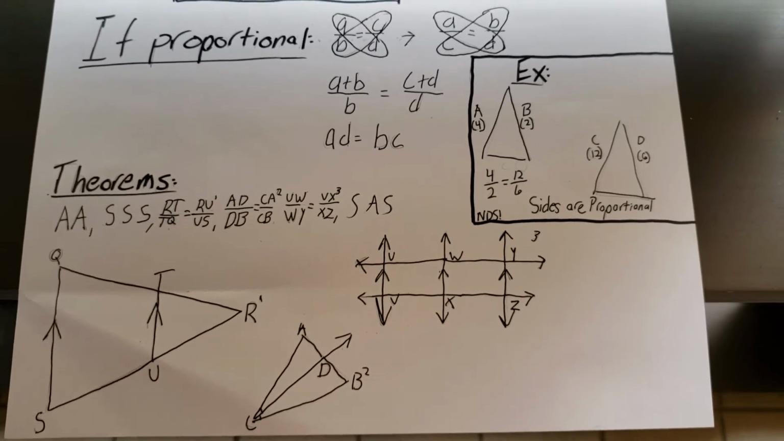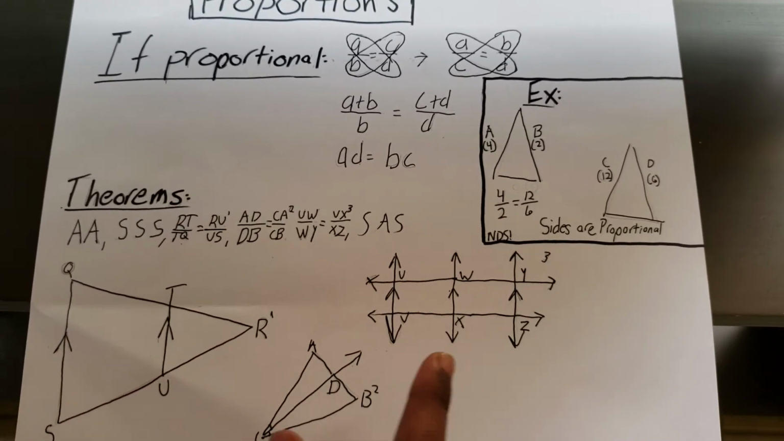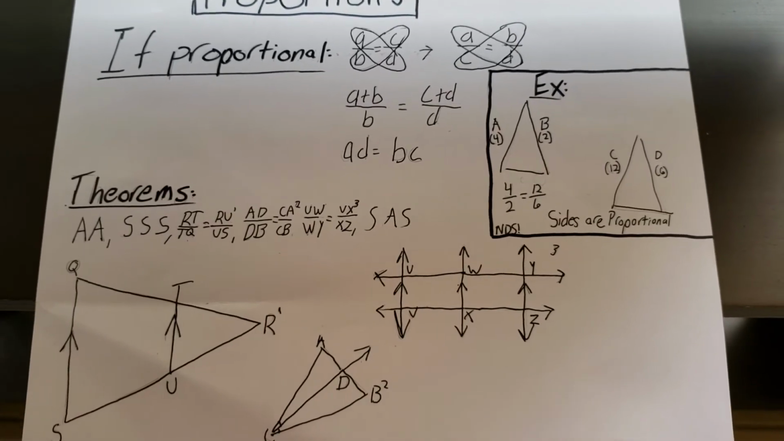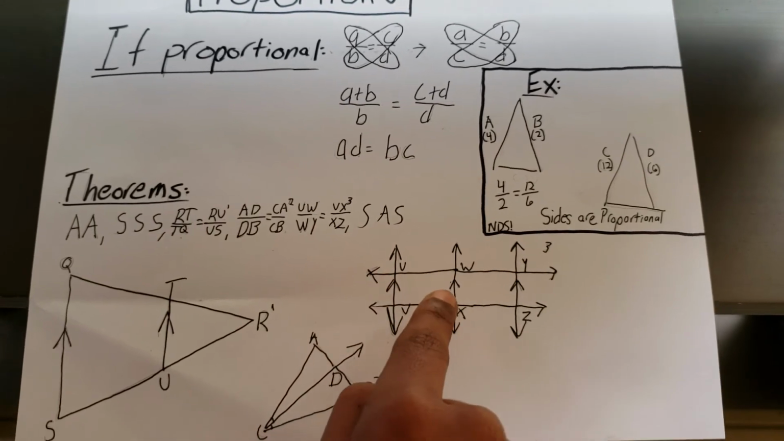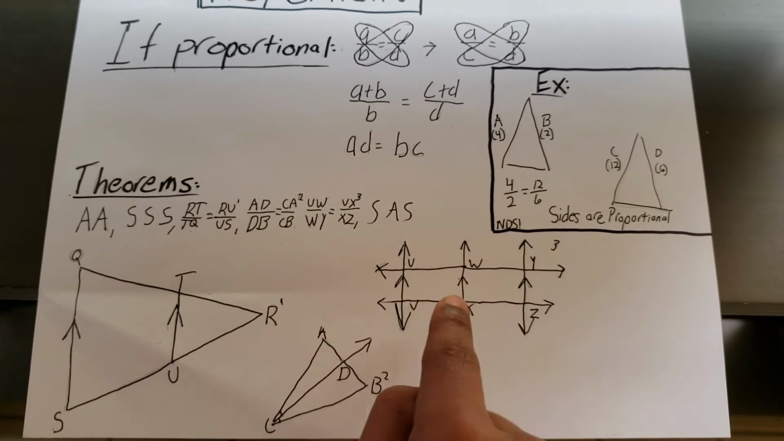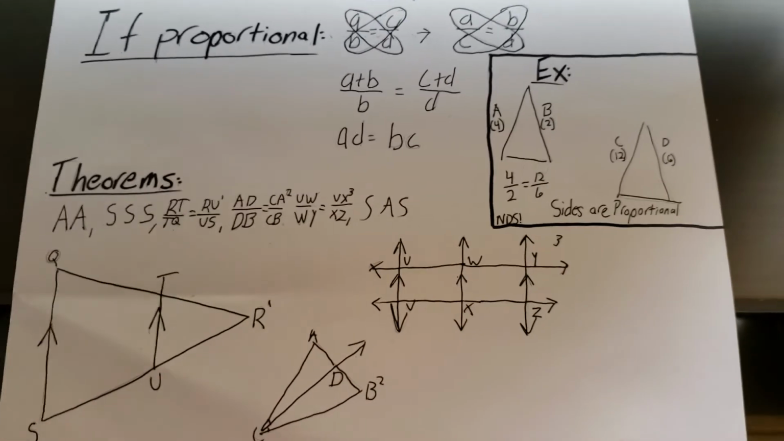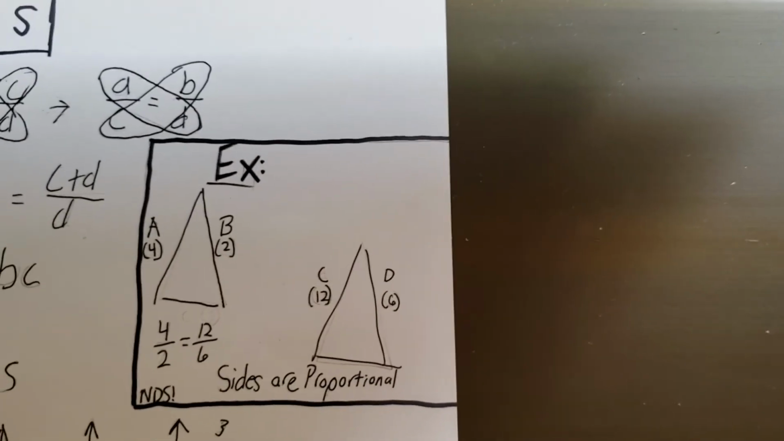Now finally, let's come to this proportionality theorem. Over here, we look at two parallel lines that are intersected by three other lines. So from here, we can come to the conclusion that UW over WY is equal to VX over XZ.